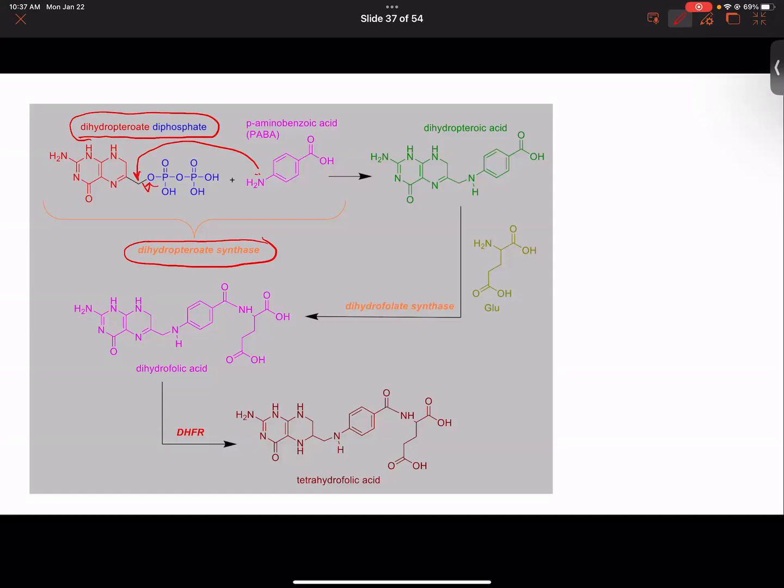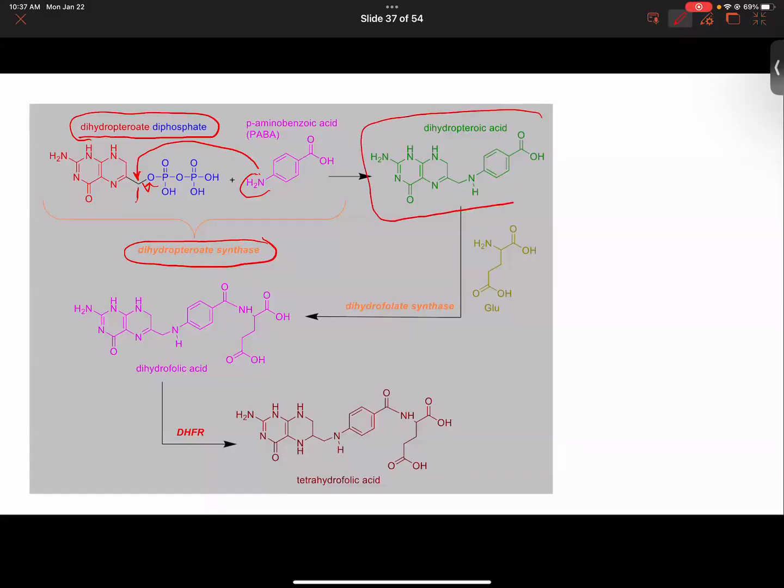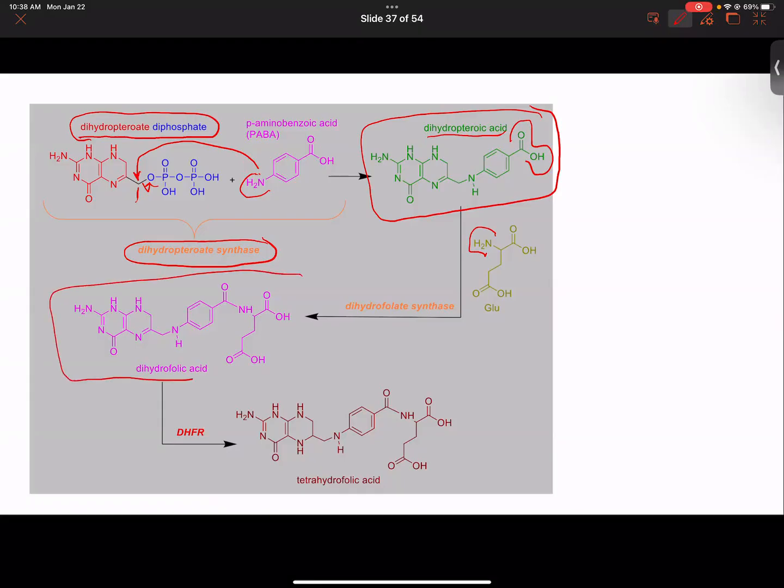The amino group at the para position will actually attack this methylene carbon between the ring system and the diphosphate. It'll kick off the diphosphate as a leaving group. And what you're left with, guys, is this intermediate, dihydropteroic acid. And then this carboxylic acid on this intermediate is going to get joined with glutamic acid. And that's how bacteria, in a nutshell, make folic acid.